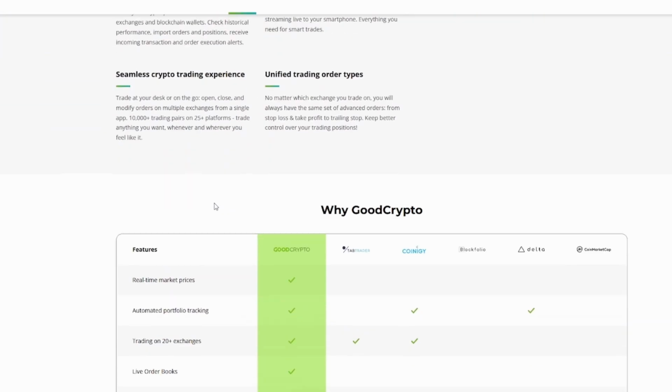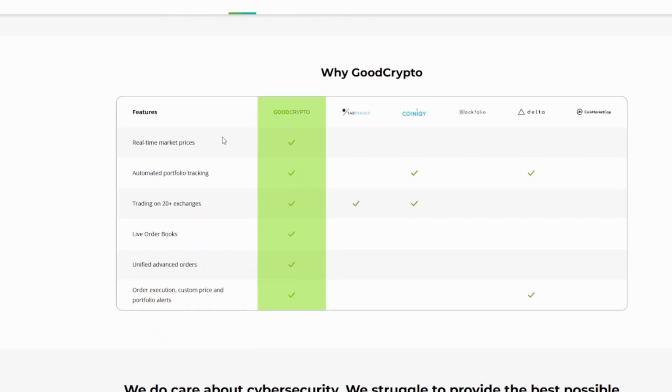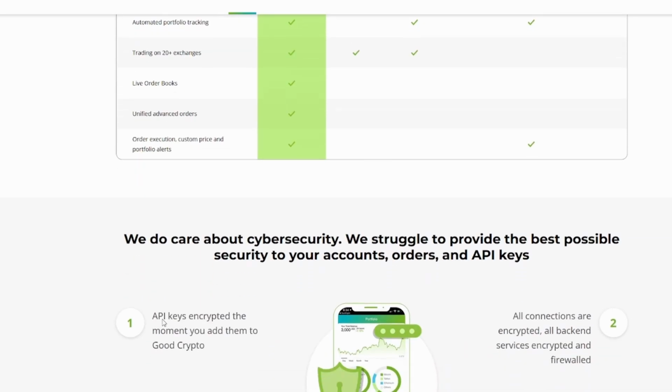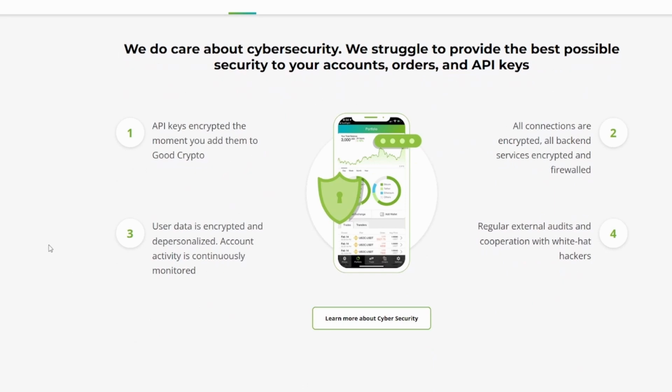I'm not going to jump too much more into what it shows on the website besides this chart here. So this shows how GoodCrypto is so much better than some of its competitors. It has real-time market prices, automated portfolio tracking, trading on 20 plus exchanges, live order books, unified advanced orders, executions, when it comes to order execution, that is. And then we also have the custom price and portfolio alerts as well, which is huge, giving you a ton of utility. And there's a lot of reasons as to why people are starting to use GoodCrypto.